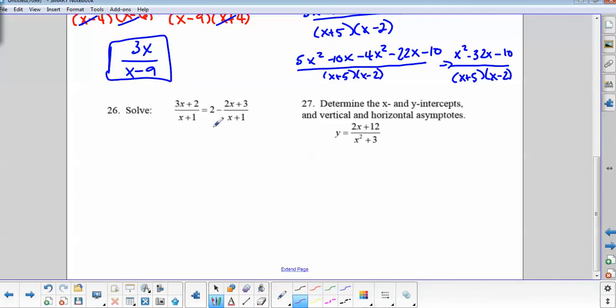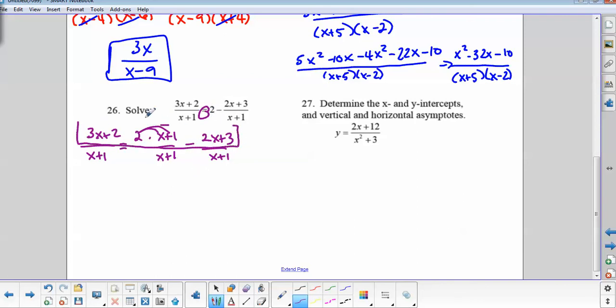Okay. To solve this equation, we need to get a common denominator of x plus 1. So this one's fine. 3x plus 2 over x plus 1 equals, this 2 needs to be multiplied by x plus 1 over x plus 1, and then this minus here. So I'm going to distribute the 2 to each of these, and then remember that once you have the same denominator in a rational equation, which you know because you have the equals sign, you can just deal with the numerators. So just this part.